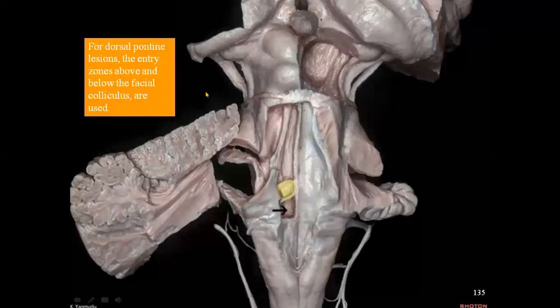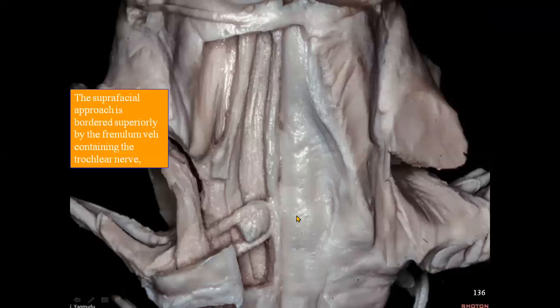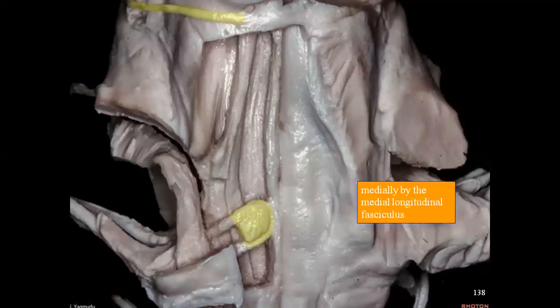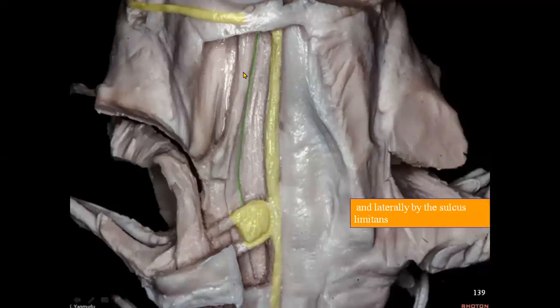For dorsal pontine lesions, the entry zones will be above and below the facial colliculus. The suprafacial approach is bordered superiorly by the frenulum veli, containing the trochlear nerve, and inferiorly by the facial colliculus. So here will be the safe entry zone to enter the pons. Medially here will be the medial longitudinal fasciculus, and laterally it will be the sulcus limitans here.